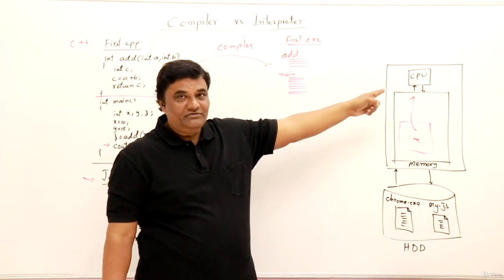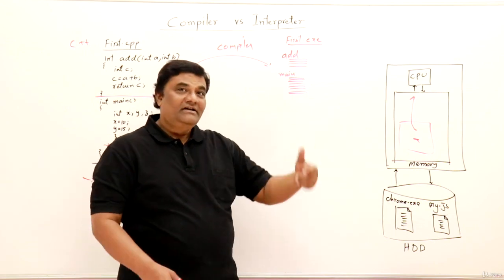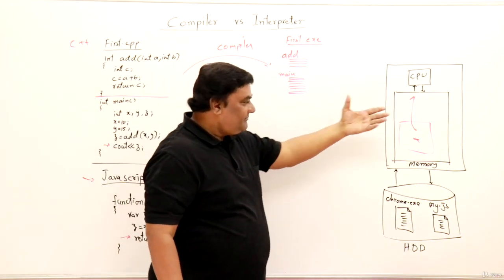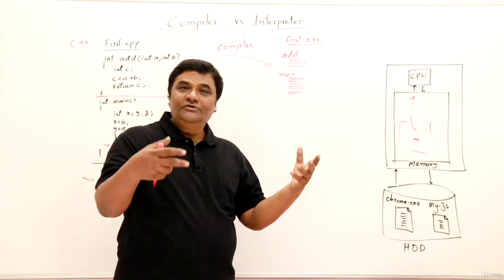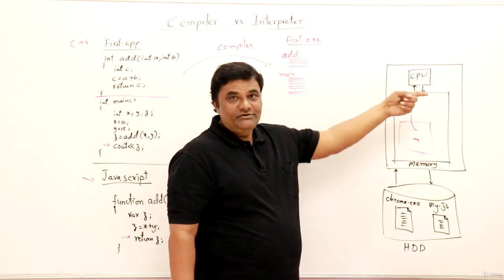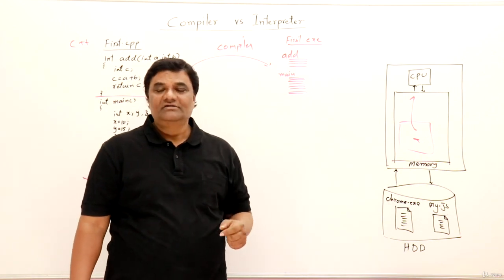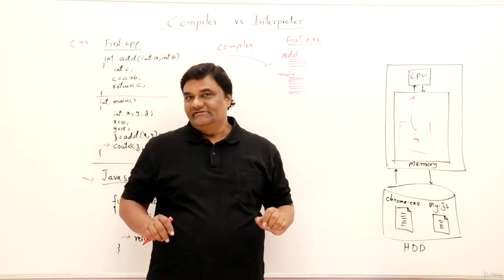You understand machine code, right? In case of a compiler, you called me, I took first.cpp and converted it into first.exe. Now you don't need me. Whenever you want, you can execute that exe code directly. So these are the differences.